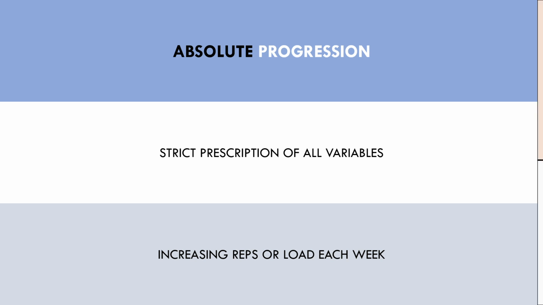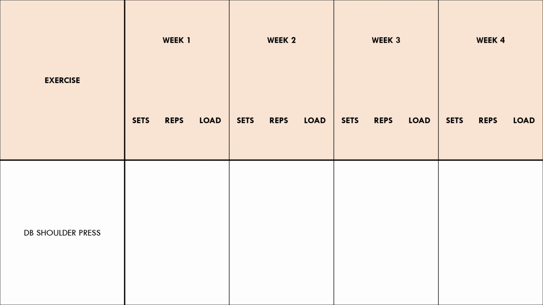For example, a simple absolute progression model may look something like this. For this example, let's use the dumbbell shoulder press. Over a 4-week program, the exercise may be progressed in the following way. In week 1, we have 3 sets of 10 reps with a load of 15 kilos. In week 2, we have 3 sets of 11 reps with 15 kilos. In week 3, we have 3 sets of 12 reps with 15 kilos. And in week 4, we have 3 sets of 12 reps with 17.5 kilos.